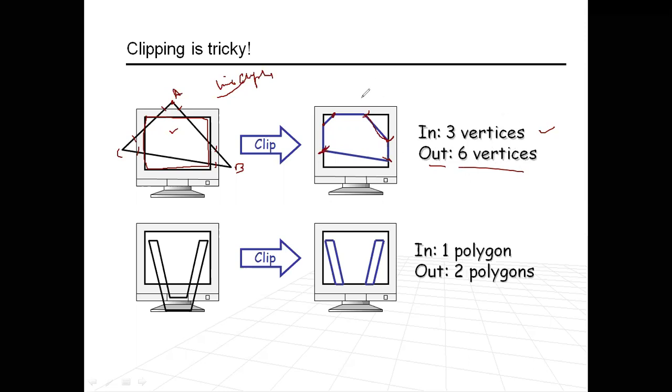Okay, so this is one of the cases that you can see when clipping is done. So the number of vertices may also increase.